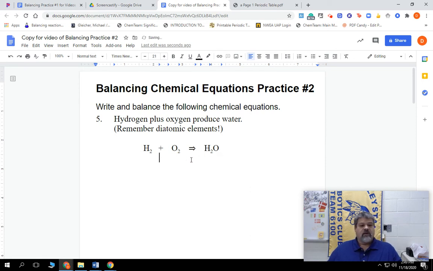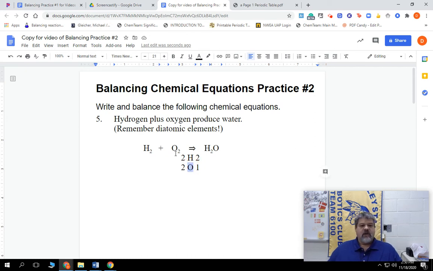So what are we going to do? We're going to type in our elements that we have. So we have hydrogen and we have oxygen. I have hydrogen and oxygen on this side, hydrogen and oxygen on this side. So how many of each one do I have? Well, I have 2 right here of hydrogen, and oxygen I also have 2. But on this side, I have 2 of hydrogen, but I only have 1 of oxygen. So what element do we have to start off with? We have to start off with oxygen.